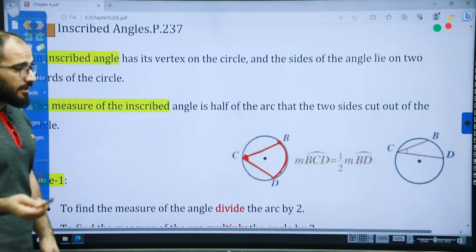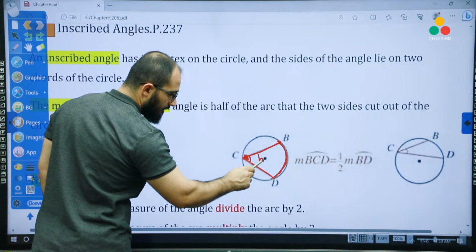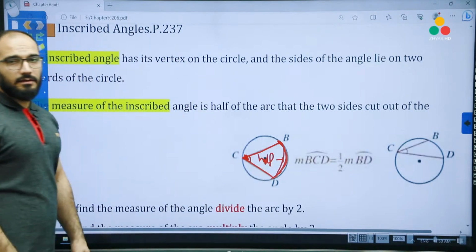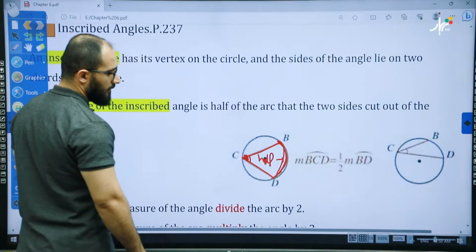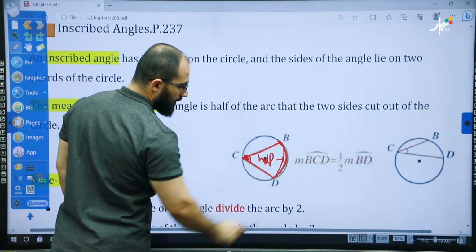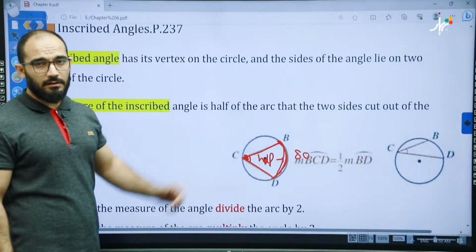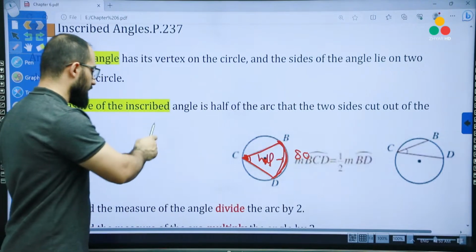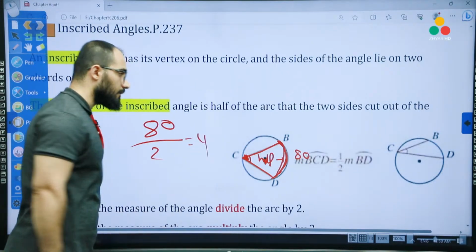Then how to find the measure? The measure of that angle is half of that arc. Okay, for example, let's say the measure of this arc is 80. What is the measure of the angle? Because the measure of the angle is half of it, it means 80 divided by 2 is equal to 40.